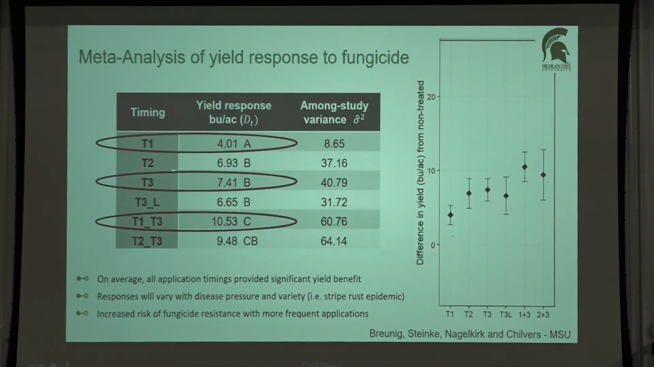That T2, that flag leaf, about 7 bushels. That T3 at flowering, about 7.5 bushels. And combined, that T1 and T3 were at about 10.5 bushels, right? So anyway, I was quite surprised by that.